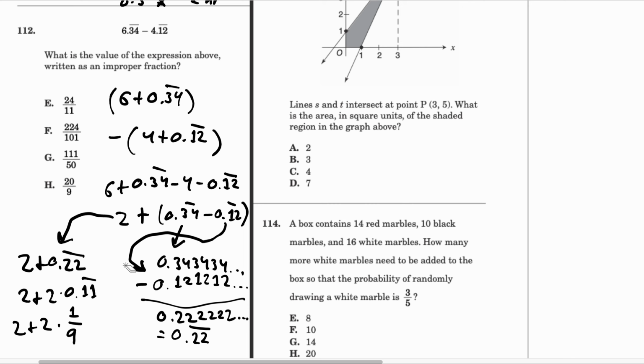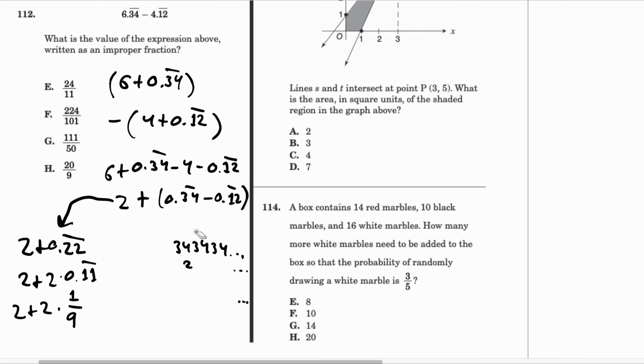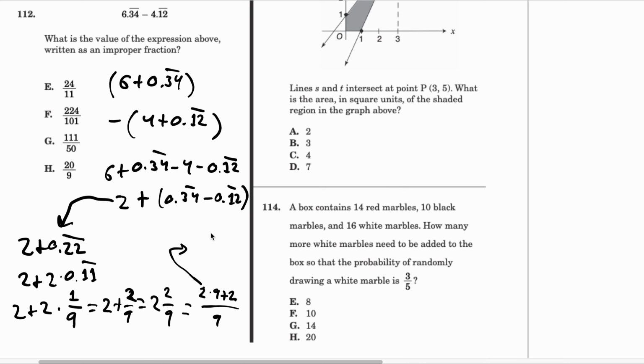Okay, I'm going to erase some stuff. Okay. So now, this is just 2 plus 2 over 9, which is 2 and 2/9. And then expressed as an improper fraction, this would be 2 times 9 plus 2 over 9. And then this is just 20 over 9. So that would be H.